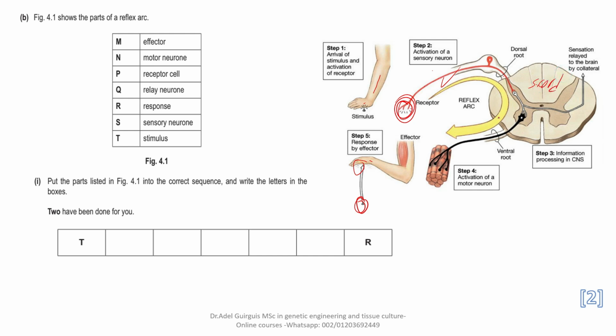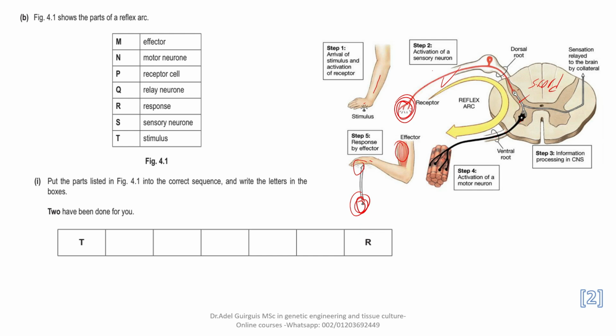Here it communicates with a relay neuron, then the relay neuron communicates with a motor neuron, where orders pass towards the effector, the muscle, to help our hand move away from the pen. Okay, that's called the reflex arc.